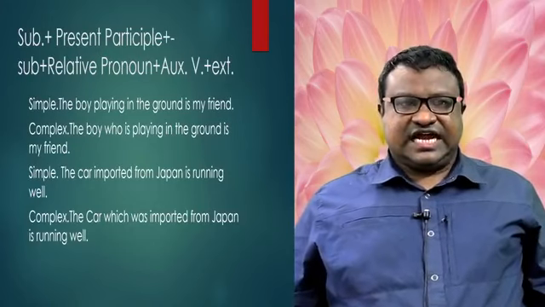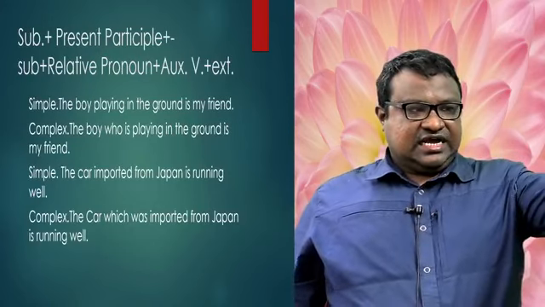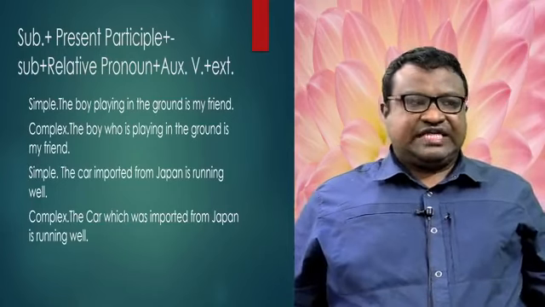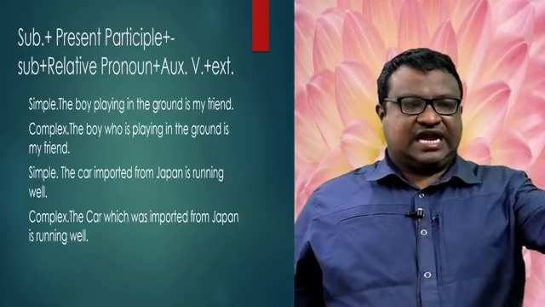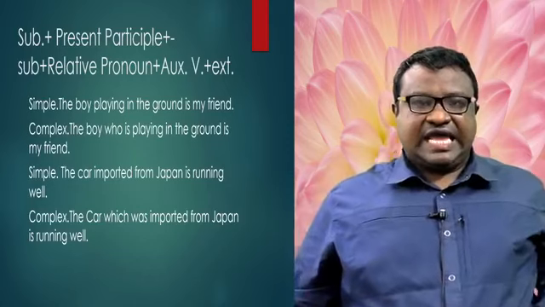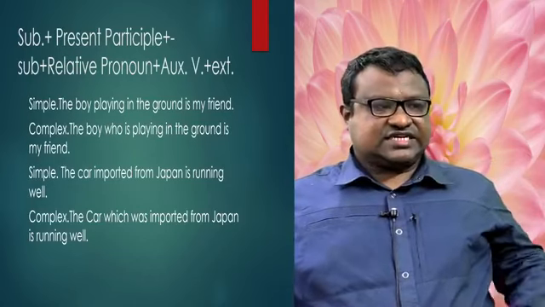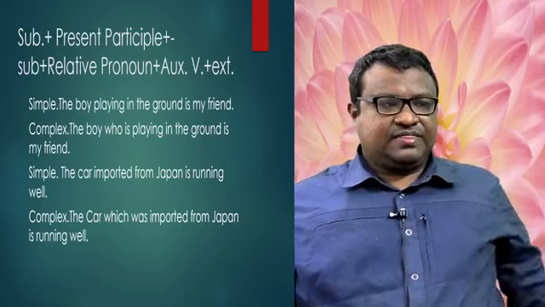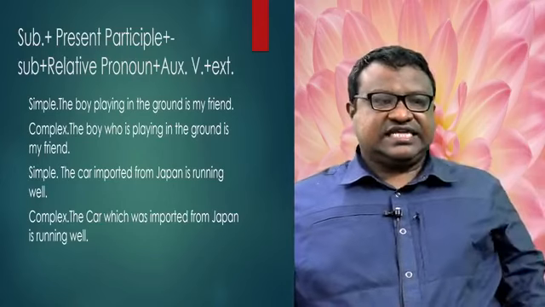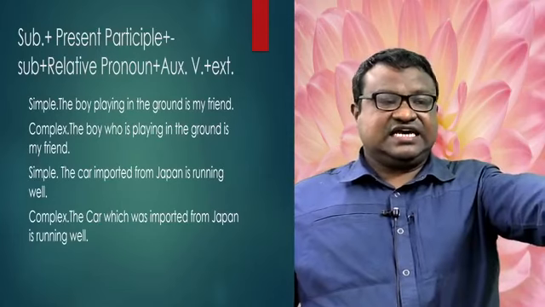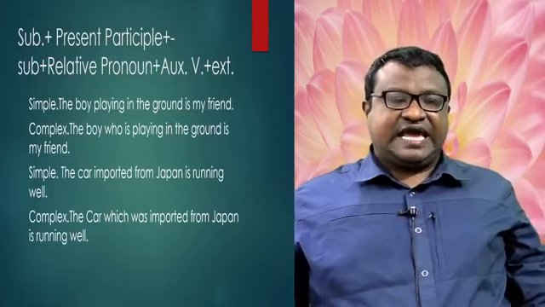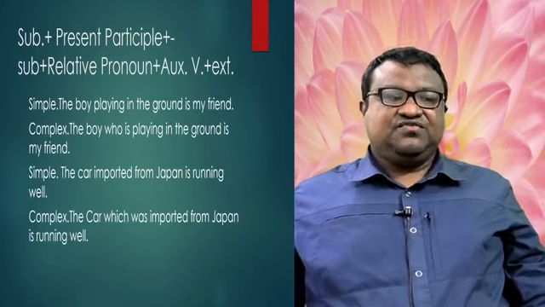The first structure, as you see, is subject plus present participle plus extension. So if the example is "The boy playing in the ground is my friend," then we can see that the structure is: the subject is the boy, playing is the present participle, and the other part is the extension. Here the verb "is" is playing the role of the finite verb.